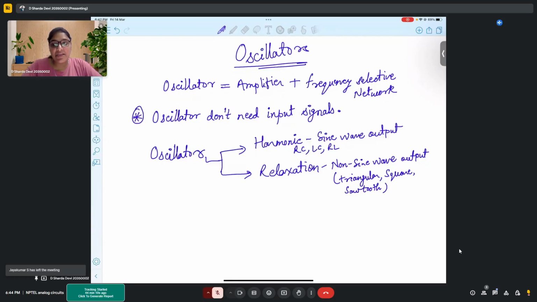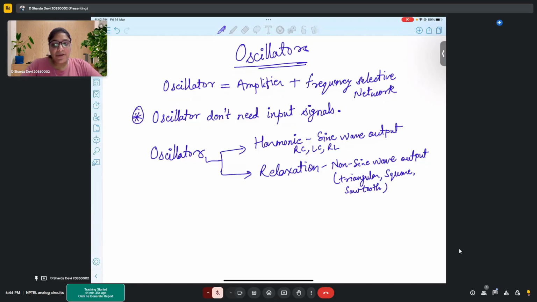Like it can be a phase shift oscillator, RC phase shift oscillator. It can be a Wien bridge oscillator. It can be a Colpitts oscillator. It can be a Hartley oscillator. It can be a crystal oscillator. So there are different types of oscillators. The names come from the scientists who invented those oscillators or came up with the idea of those oscillators.